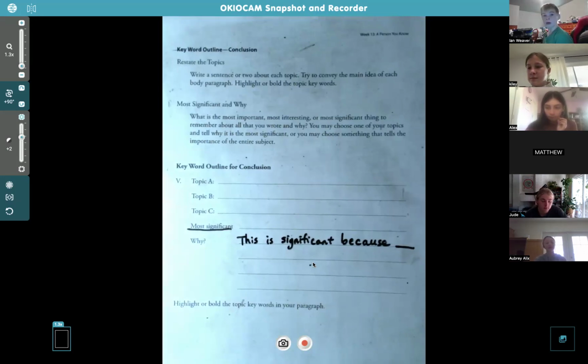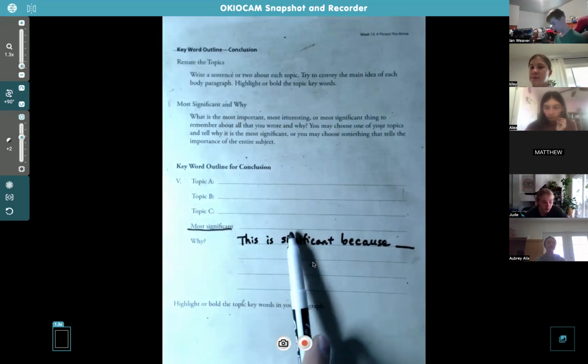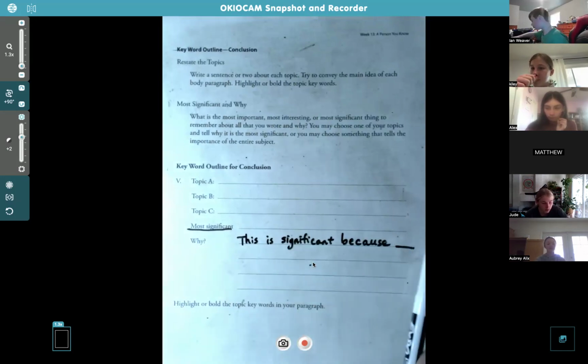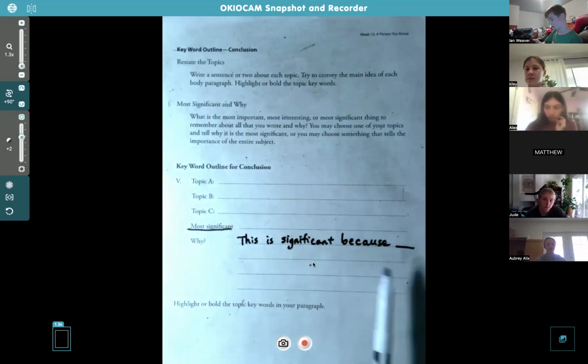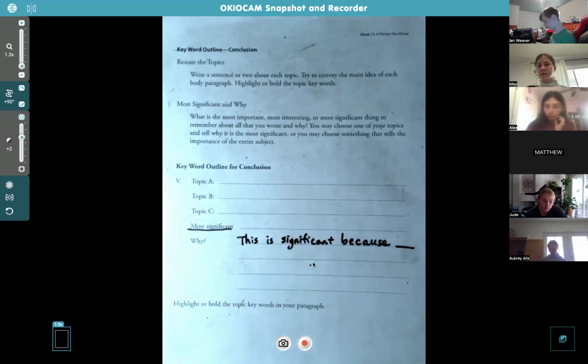Oh, that's cool. Yeah. So the most significant thing about my dad is that he was part of the Firefighters for Christ. This is significant because blank, and you can tell why that was significant to you or why that is significant about him being a part of that. I like that. That's pretty cool. I didn't know there was such a thing. Must be like a ministry for firefighters, I guess, or first responders, maybe.